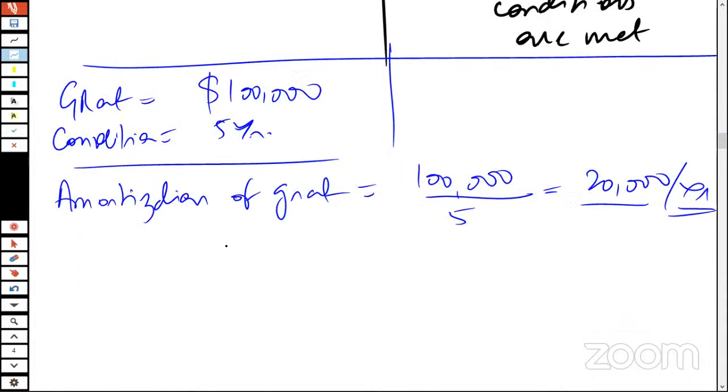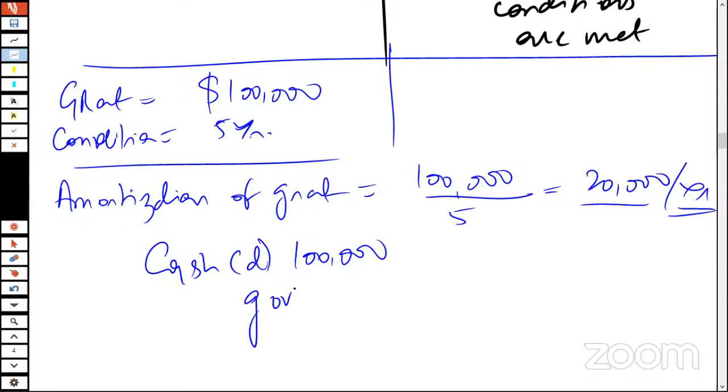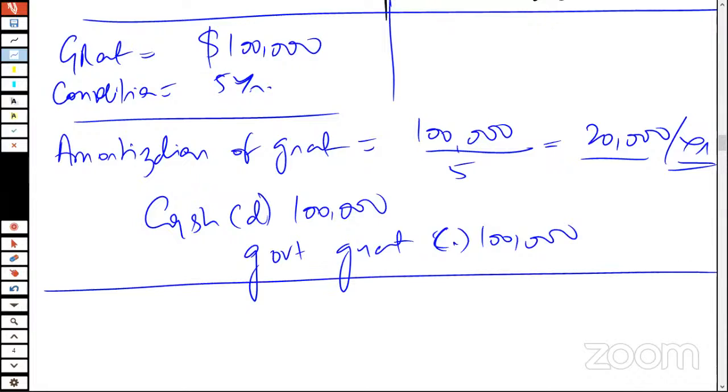Now, first of all, what we have done is we have said that cash is debited by 100,000 and the government grant is going to be credited by 100,000. So one thing is cash is going to be debited by 100,000 and the government grant is going to be credited by 100,000. Now what next is there?